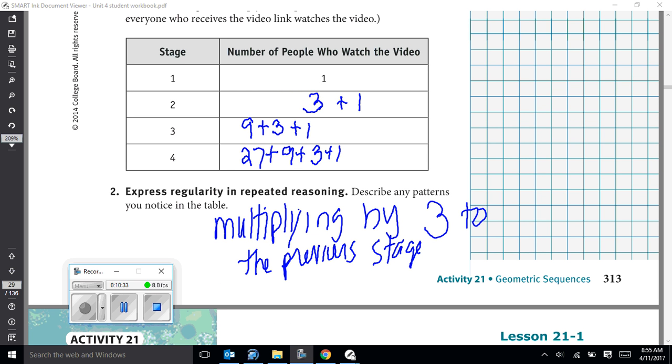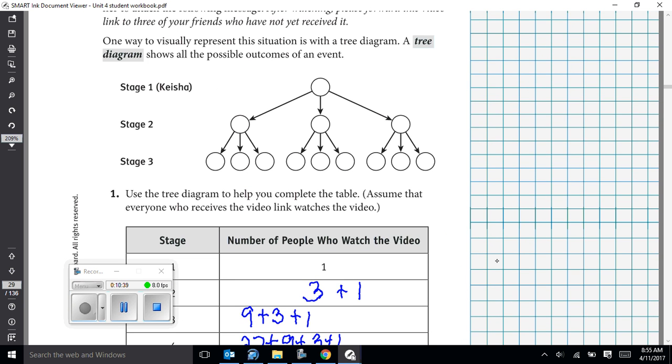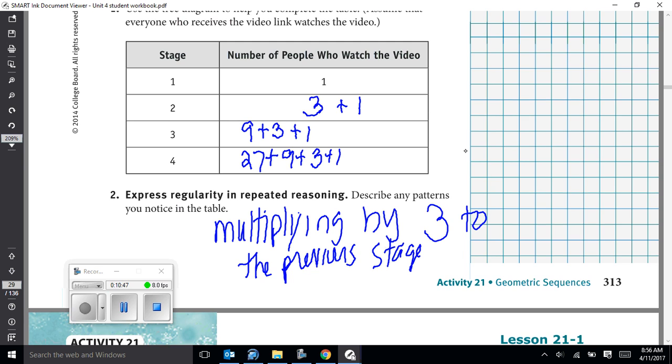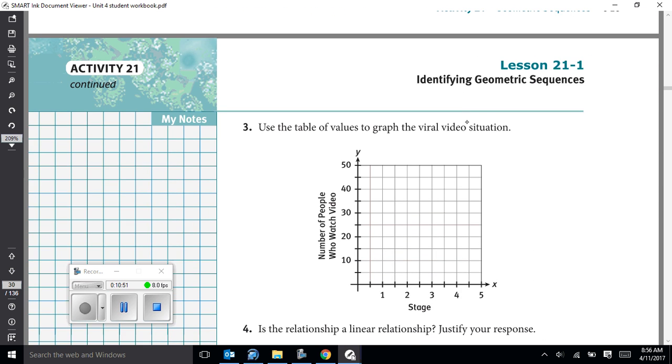All right, so we're multiplying by 3 to the previous stage. So we have 1, and then we're multiplying it. Keisha's sending it to 3 people. Each of those friends are sending it to 3. So that's where we're getting this table from. All right, so use the table that I used to graph the viral video situation.